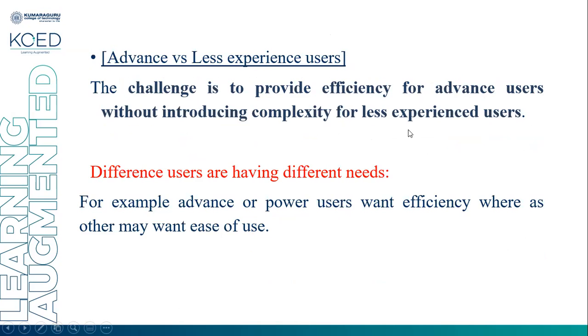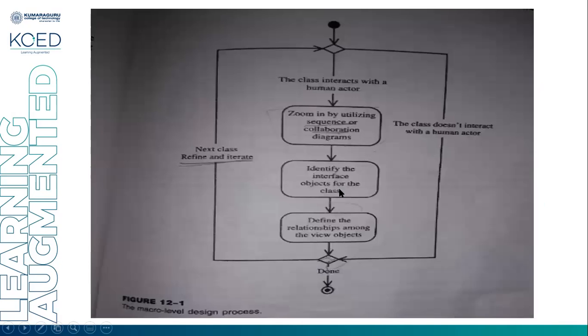So the user interface should support the efficiency of the advanced user. At the same time, it should not create complexity for the less experienced user. Such an interface is a challenging task. Different users have different needs. For example, advanced or power users want efficiency, whereas others may want ease of use. Some may prefer ease of use of the interface, while some may want advanced features or efficiency. So different users have different needs.